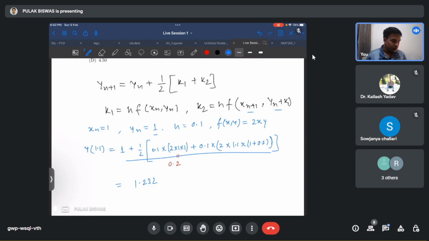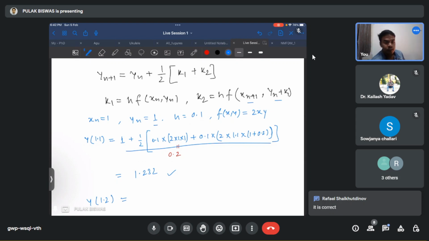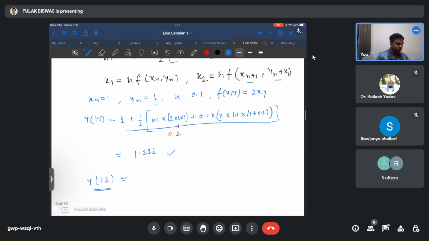In the same way, you can calculate for the others. If it is wrong, correct, then you can again calculate for 1.2. Okay, thank you for confirming. So can you calculate for 1.2? Try.